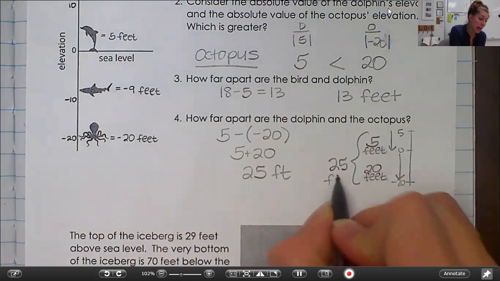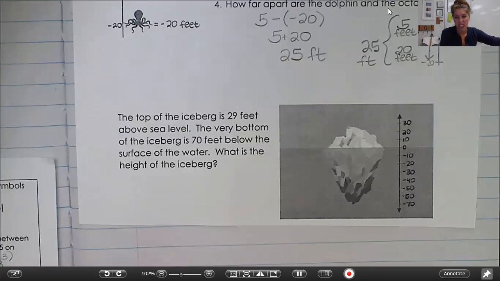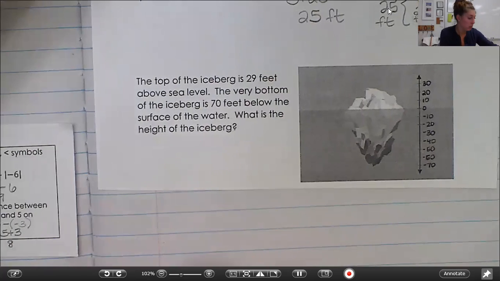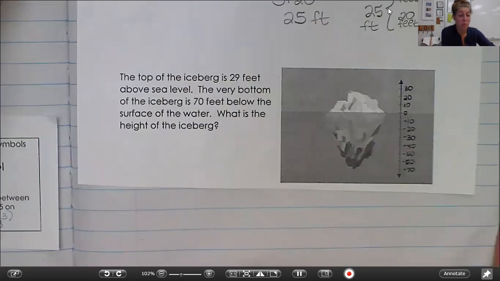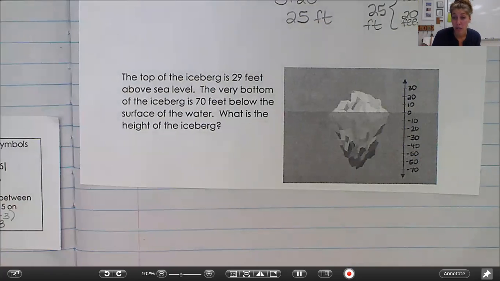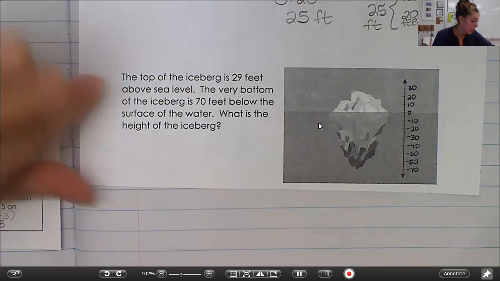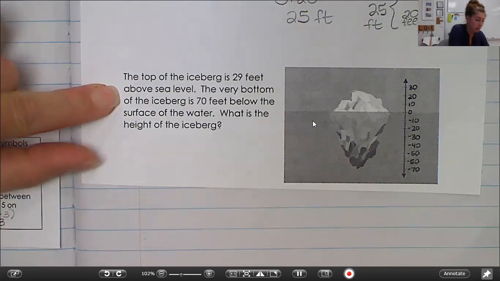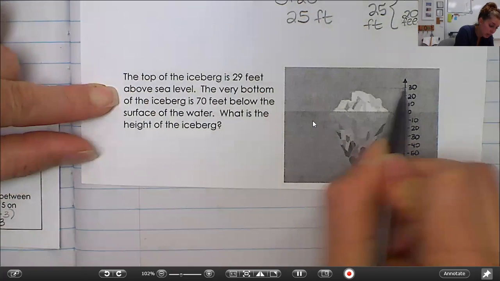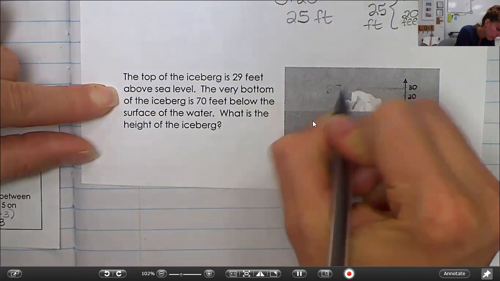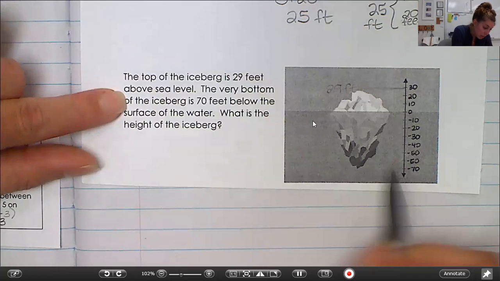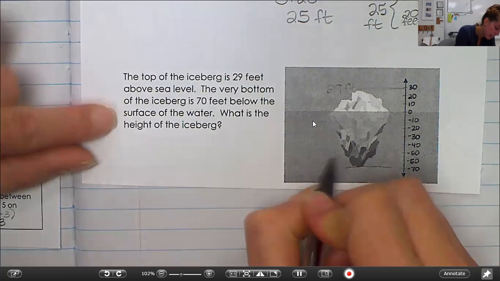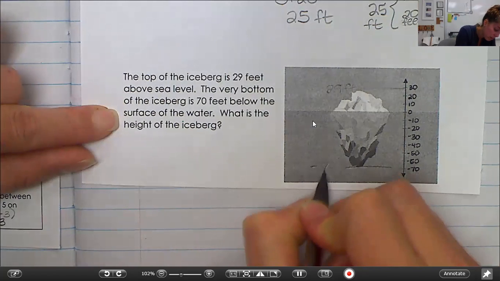All right, last one. And this one I just thought was kind of cool. I'm not sure if you've ever heard that before, that the majority of an iceberg is usually under the water. We can't really see even half of the iceberg because of how it's floating and the buoyancy in the water. So I thought this was really cool. It says the top of the iceberg is 29 feet above sea level. The very bottom of the iceberg is at negative 70 or 70 feet below.